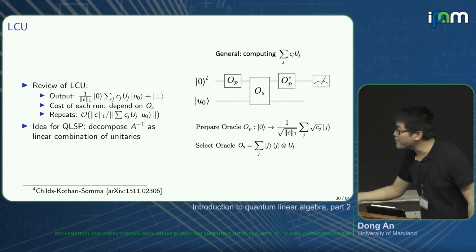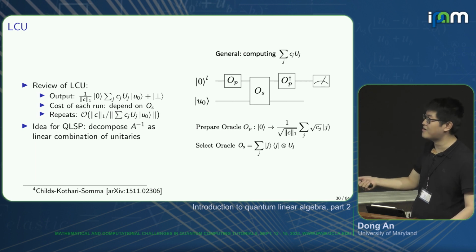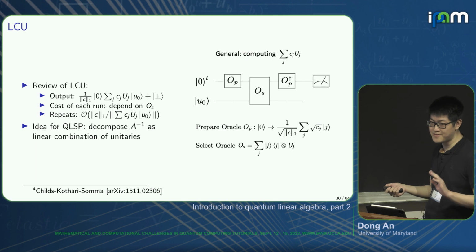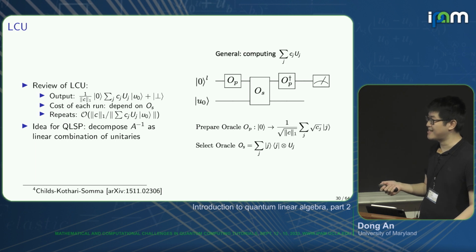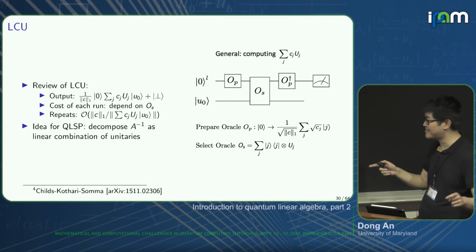So here's a very quick review of what we had yesterday on the LCU. That is, we can implement the linear combination of unitaries. We have a prepare oracle, a select oracle. Then we also need some measurement, and the number of repeats will depend on the one norm of the coefficients. And of course, we also need to analyze the cost of implementing this select oracle. And then the idea for the LCU method for linear systems is exactly that we want to decompose this matrix function A inverse as a linear combination of unitaries, maybe something like e to the 2 pi i A or something else.